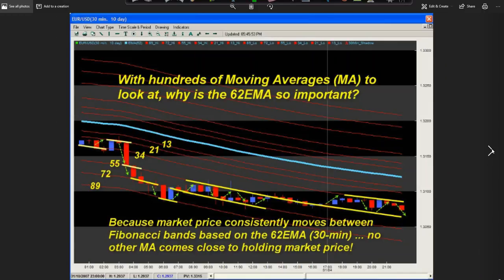With hundreds of moving averages to look at, why is the 62 so important? Because market price consistently moves between Fibonacci bands based on that 62 EMA, 30-minute. We'll talk about lower time frames. No other moving average has anything similar to holding price.